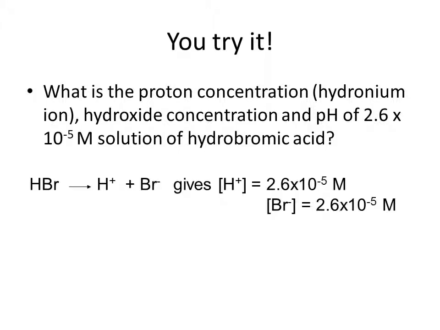So what is the proton concentration, hydroxide concentration, and pH of a 2.6 times 10 to the minus 5 molar solution of hydrobromic acid? I first need to write down my dissociation equation so I know what ions are in solution. Hydrobromic acid is going to give me a proton and a bromide. My proton and bromide concentrations are 2.6 times 10 to the minus 5 molar. So that means I can now say that I know my proton concentration.